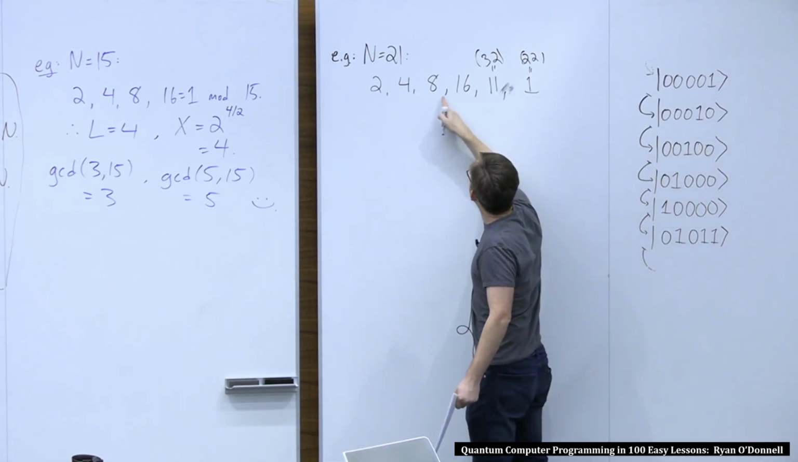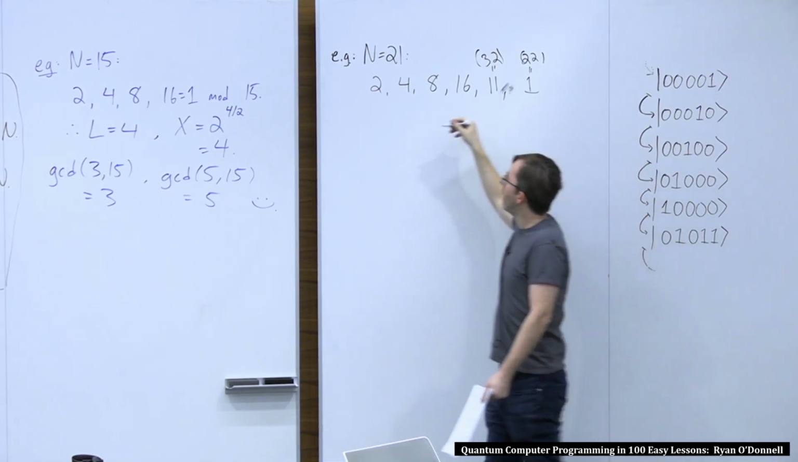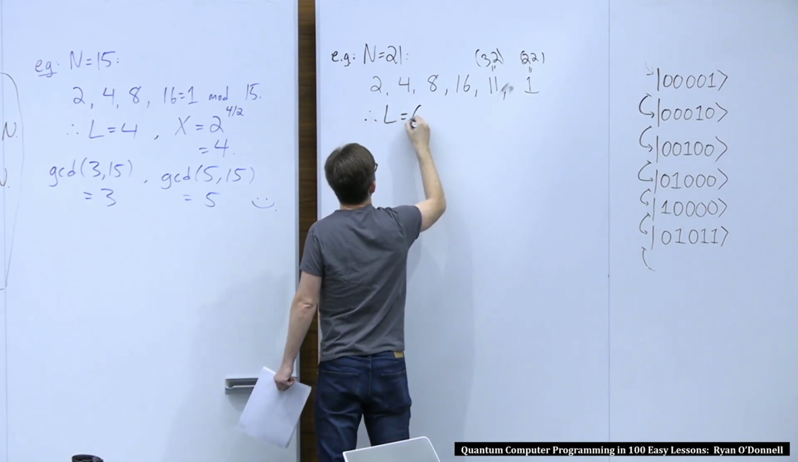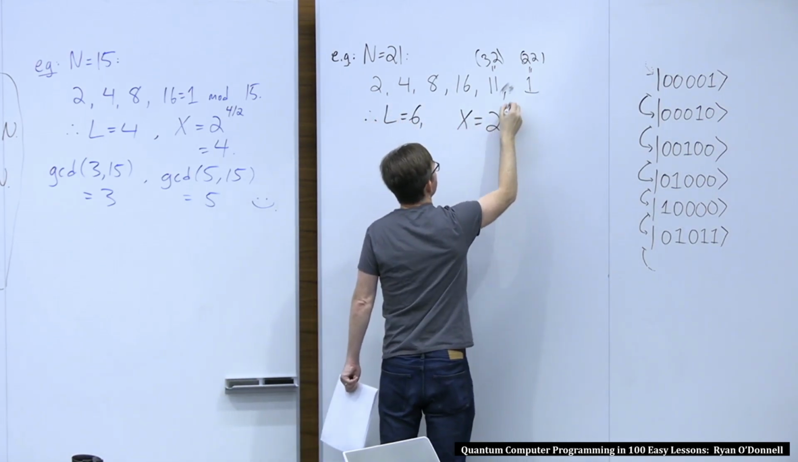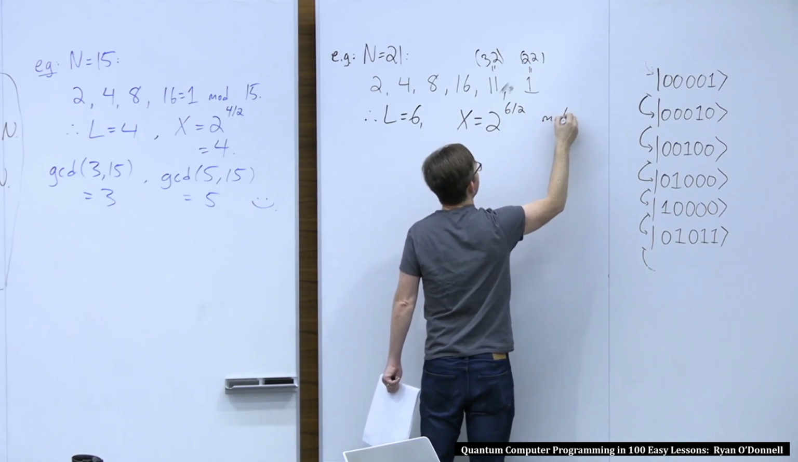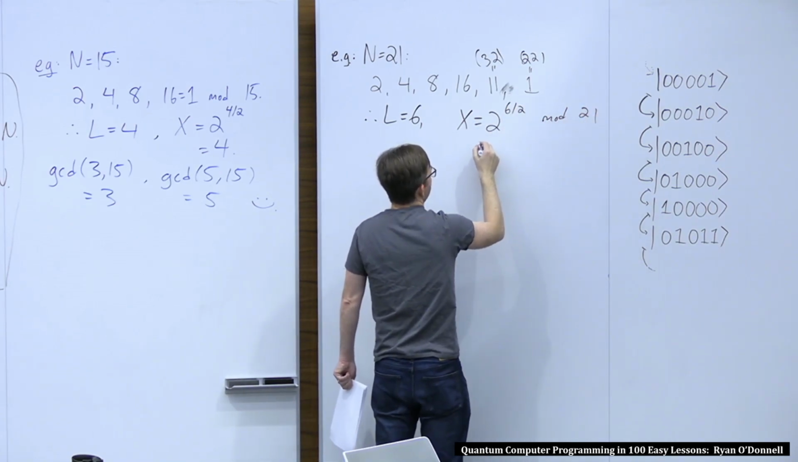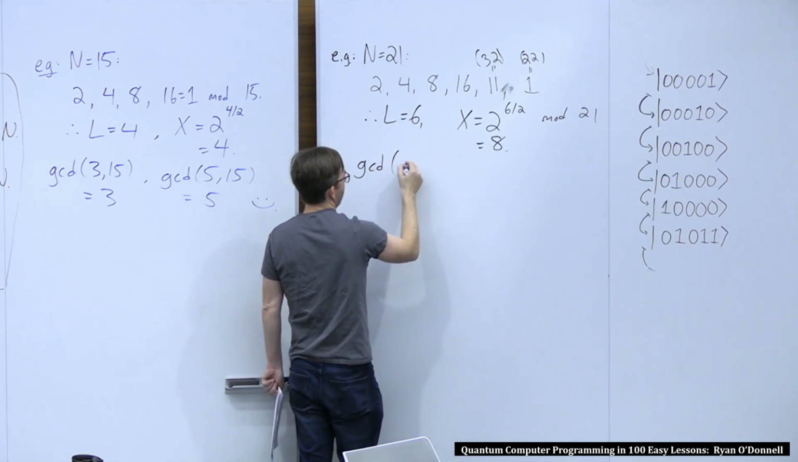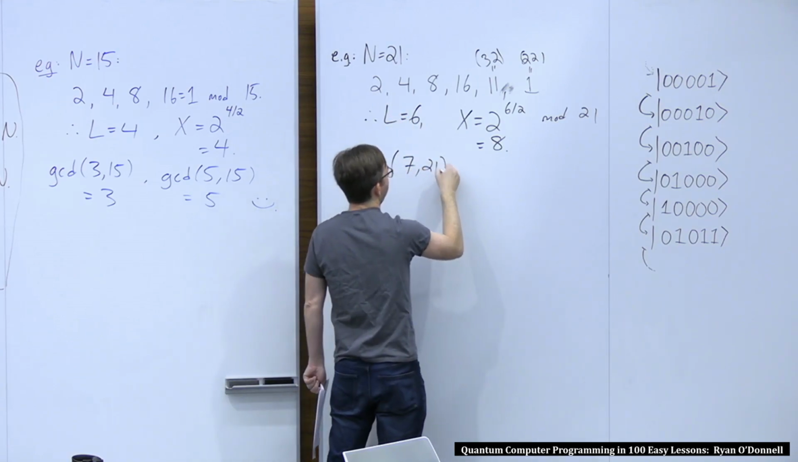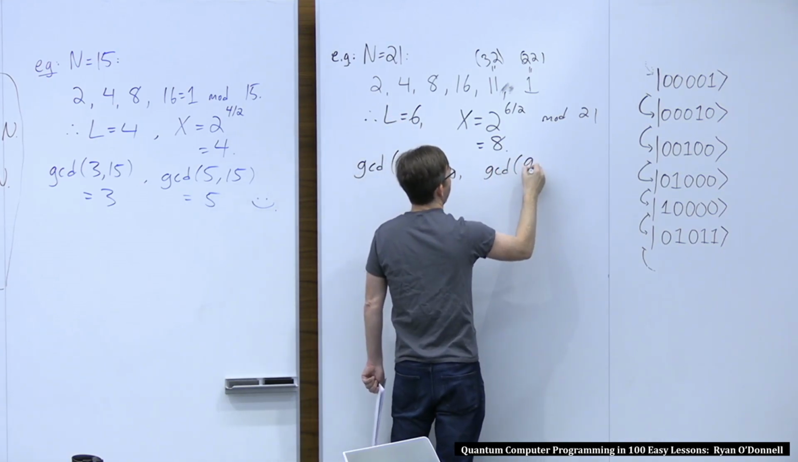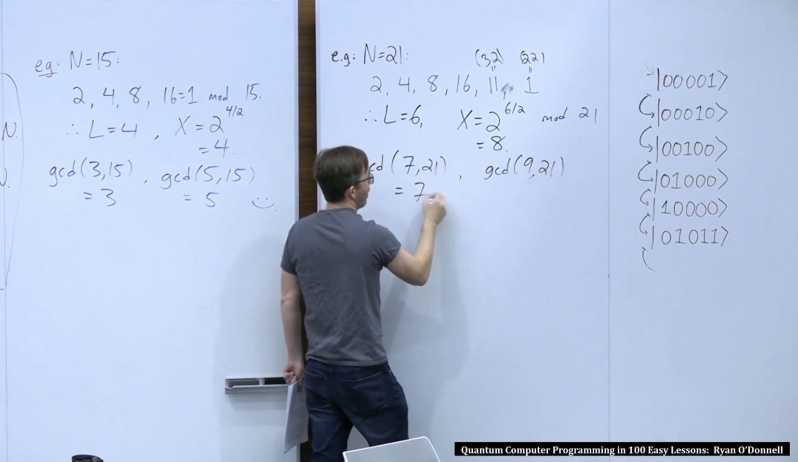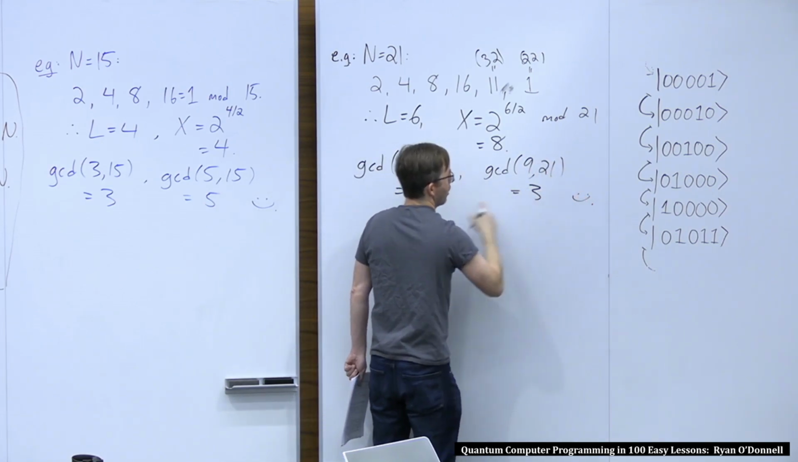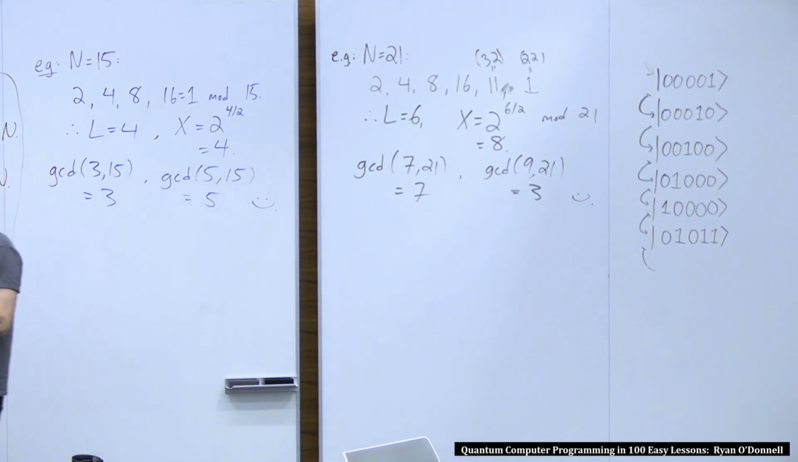And this was like the 1, 2, 3, 4, 5, 6th power of 2. So therefore, L is 6. And so x is 2 to the power of 6 divided by 2 mod 21, which is 2 to the 3, which is 8. Okay, so then we compute the GCD of this plus or minus 1 with n. So that's 7 and 21. And the GCD of 9 and 21. Okay, that's 7. That's 3. So we did it. 7 times 3 is 21. Okay, so that's an illustration of it working.